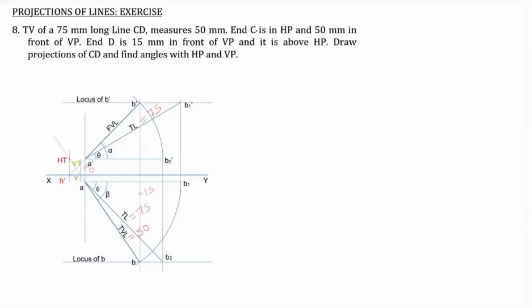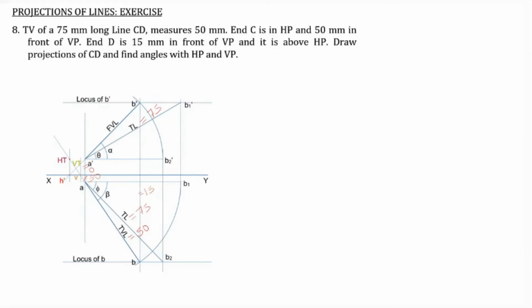Yes, the distance of end C is also given. Sorry, I missed it out. End C is in HP, that is this is 0, and 50 millimeter in front of VP, that is this distance. This distance is 50 millimeter. So there are 5 different data that are given: 75, 0, 50, 15, and 50.